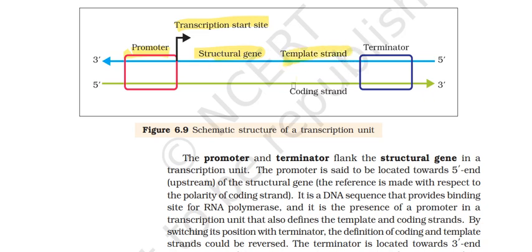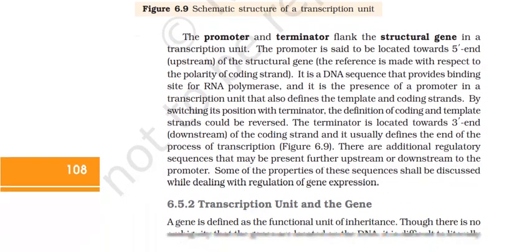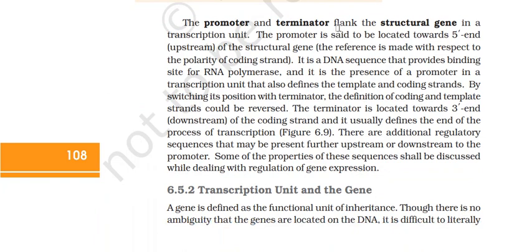ये आपको समझ आ ही रहा होगा 5' 3' ही coding क्यों होता है, although it doesn't code for any RNA strand because इसका sequence जो है वो same होता है. Fine, and terminator, here we go. The promoter and terminator flank the structural gene in a transcription unit. ठीक है, क्या करते हैं ये? बेसिकली the promoter is said to be located towards the 5' end upstream of the structural gene. ठीक है, 5' end पे हमने promoter रख लिया. ठीक, the reference is made with respect to the polarity of the coding strand. अब ये आपको समझ आ रहा है polarity किसका लेते हैं हम? coding strand का, जो basically code किसी के लिए नहीं कर रहा होता.